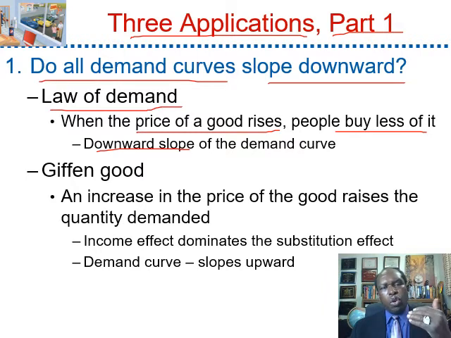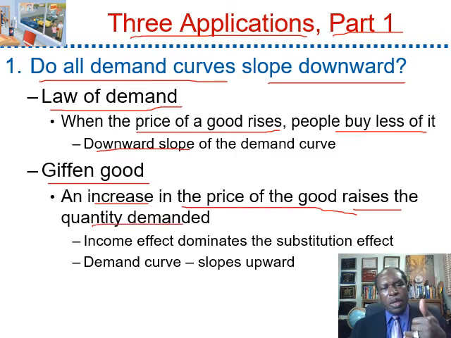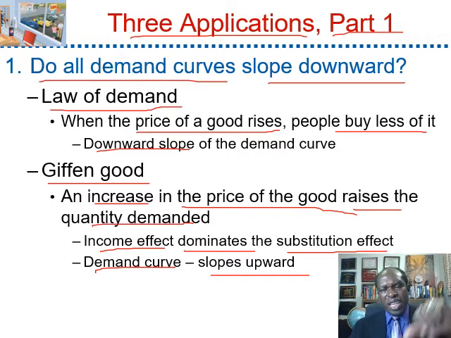However, we also have a Giffen good. A Giffen good is defined as a good for which an increase in the price raises the quantity demanded. The price is going up, and the quantity demanded of that good is going up. So the income effect dominates the substitution effect. Therefore, the demand curve for a Giffen good will slope upward instead of sloping downward. It will be a positive slope, or positive relationship, between the price and the quantity demanded for the given good.